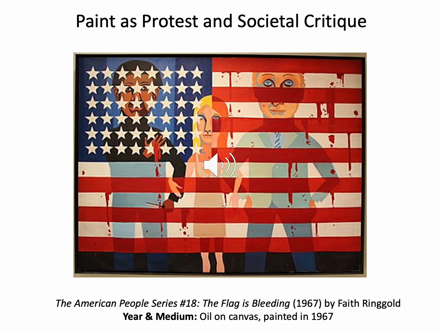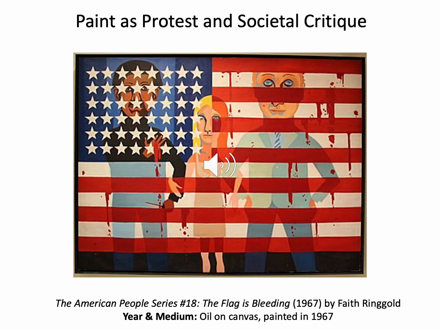Painted during one of the most turbulent years in modern American history, Faith Ringgold's The Flag is Bleeding presents the U.S. flag as both a national symbol and a shroud for racial injustice. At the center, a black man and a white man and a woman lock arms in a gesture that might suggest unity, but the black man clutches a knife and blood drips across the stars and stripes.